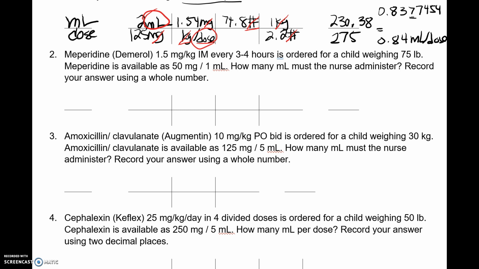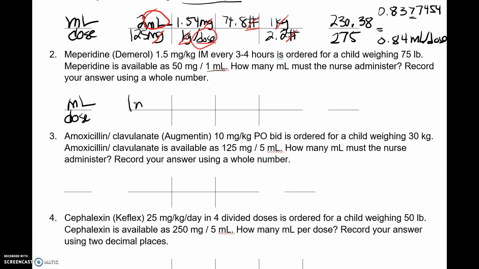Looking at meperidine, 1.5 milligrams per kilogram IM every 3 to 4 hours is ordered for a child weighing 75 pounds. Meperidine is available as 50 milligrams per 1 ml. How many mLs must the nurse administer? Record your answer in the whole number. So again, we're looking for mLs per dose.